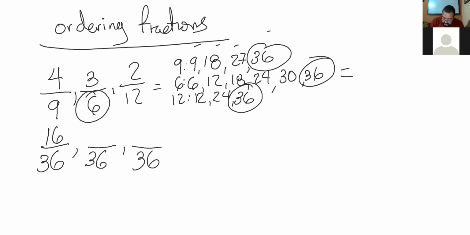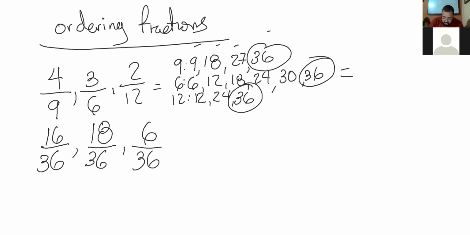And here, the 6 we multiplied 6 times to get to 36. So we want to multiply 3 times 6. 3 times 6 equals 18. And in this last case, we multiply 12 times 1, 2, 3 to get to 36. Okay, 3 times 12 equals 36.